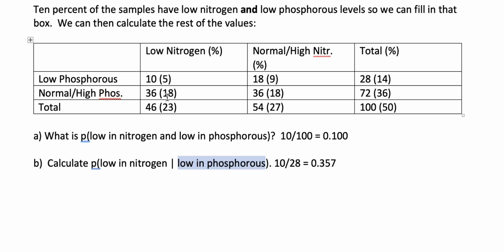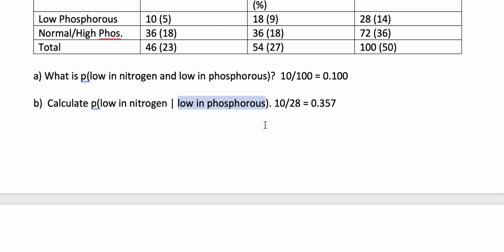So in other words, if I know the phosphorus level, I can make a better prediction about the nitrogen level. So it actually matters in terms of predicting the nitrogen level. It matters whether the phosphorus level is low or high. And that means that these two are not independent. If they were independent, then the percentage of low in this row here would be the same as in this row here. It wouldn't matter whether you were normal or high phosphorus. That wouldn't have any impact on whether you were low or high nitrogen.